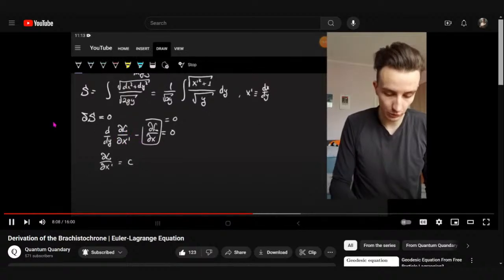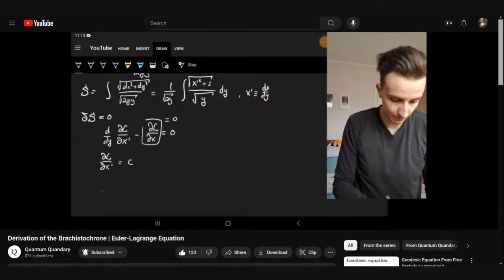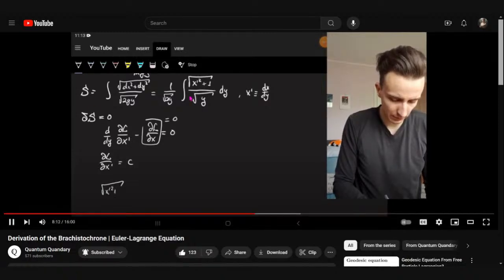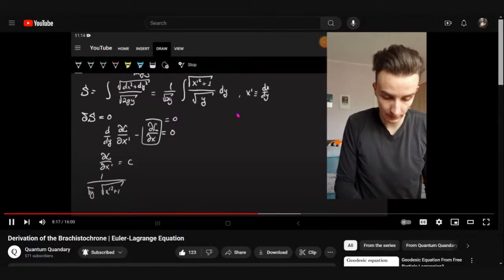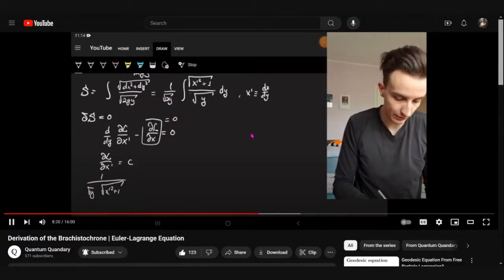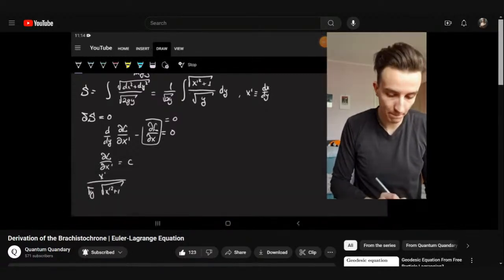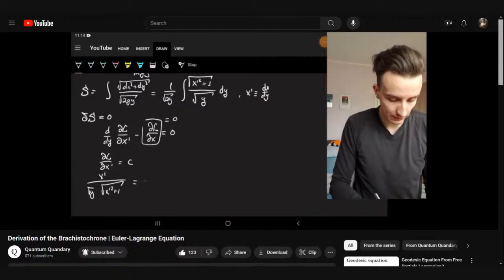The square root is going to be going down. X prime, so now plus 1. He's actually taking the Lagrangian and doing a derivative with respect to x prime. Let's see what he does. And square root y, 1 over, and of course we would have a 2, which is going to get lost. So x prime, this is equal to c.